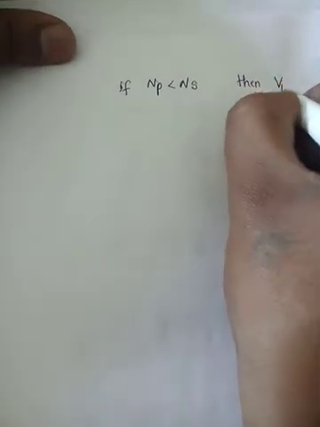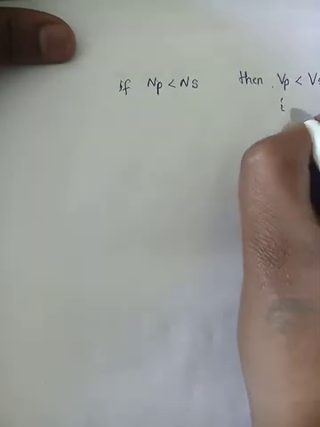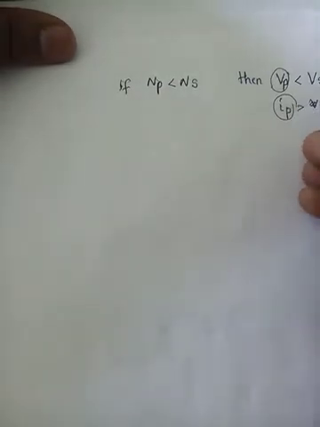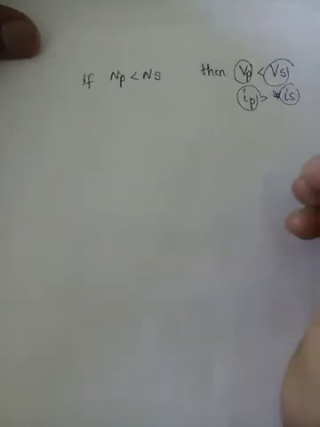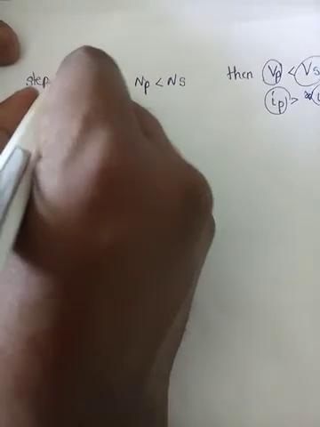Now I am taking the condition, what condition I can take here? Np is less than Ns. Np is less than Ns means what? Vp is less than Vs because these two are directly proportional and current is inversely proportional. Ip is greater than Is, means low voltage high current to high voltage low current. So this function is what? Step up transformer.